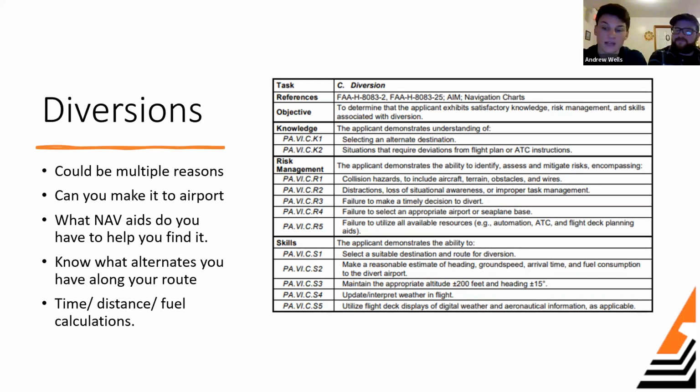And this is where you may use GPS. And they say, oh, you lost GPS. All you have is VORs now. All right. So you want to make sure that you can make it to the airport, and what nav aids do you have to help you find it?